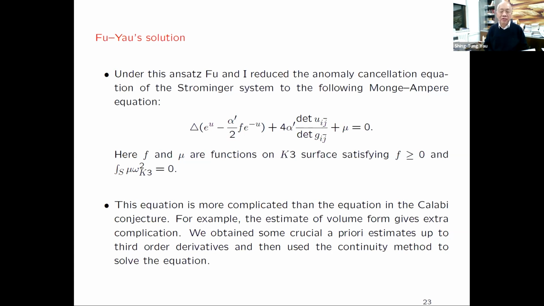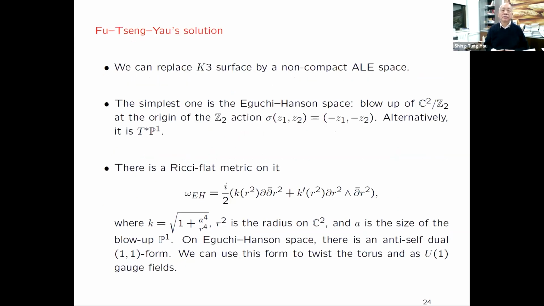Quite a few arguments are parallel to what I did in the Calabi conjecture, but there's some very key estimate which is not trivial at all, especially the estimate of the volume form of this metric. This one is rather complicated and interesting: an a priori estimate up to third order is needed in order to do this. This was done in our paper, and this solved the equation given by Strominger.